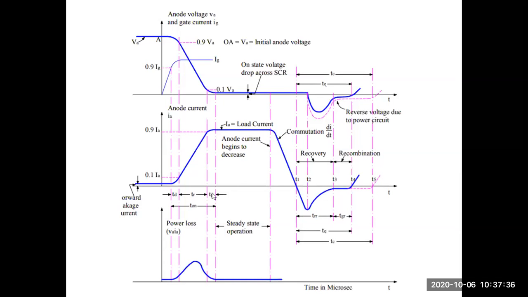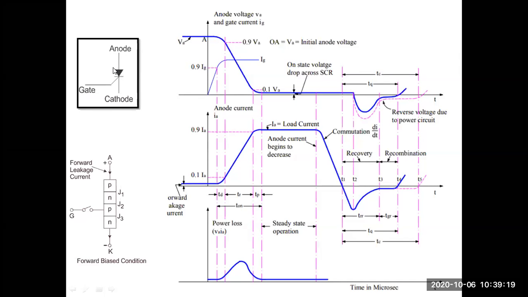Before that, I have added this switch symbol as well as the layers representation in SCR. I hope you know the terminals of SCR: that is anode, denoted as A here, cathode K, and the gate terminal. And this is how the layers appear in the SCR.